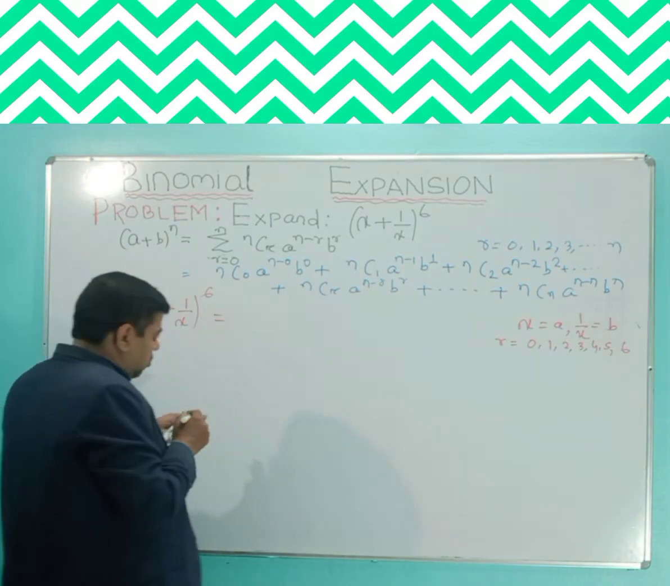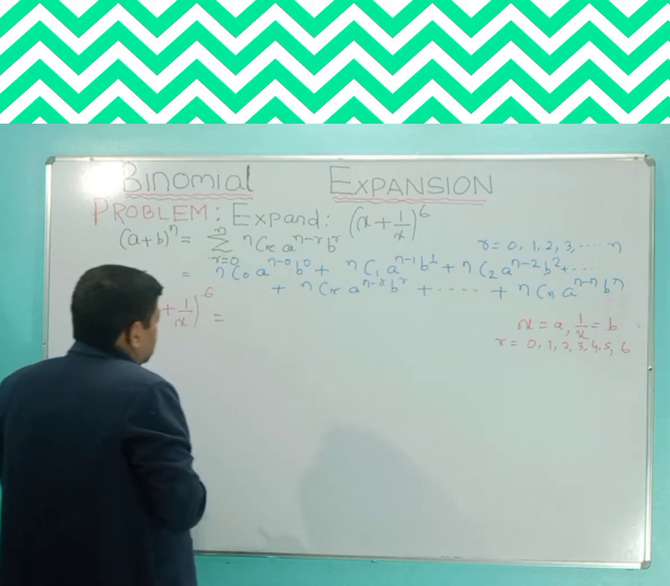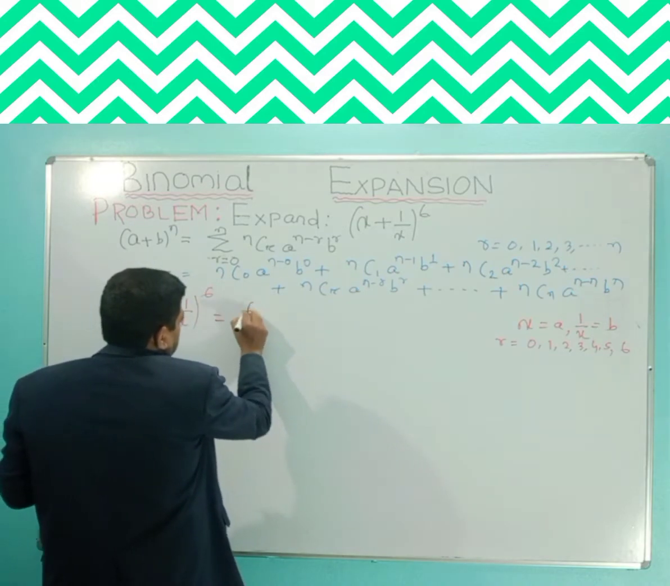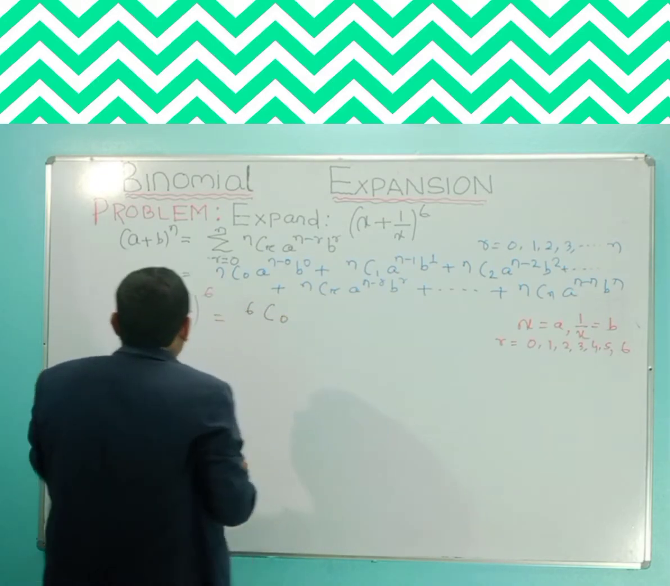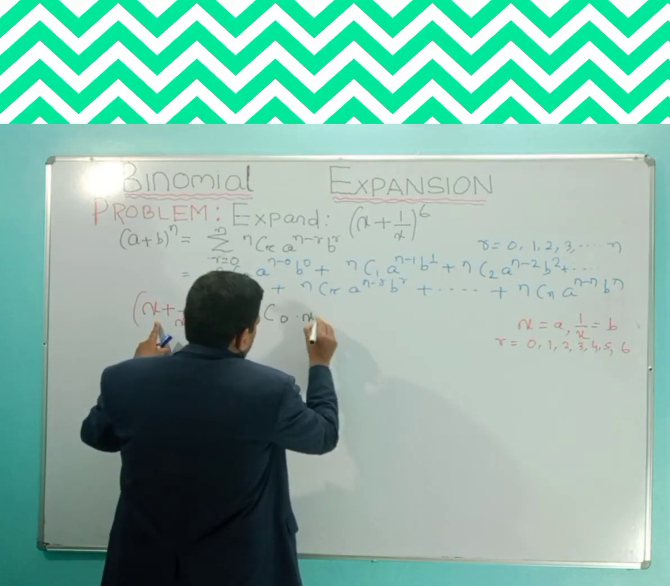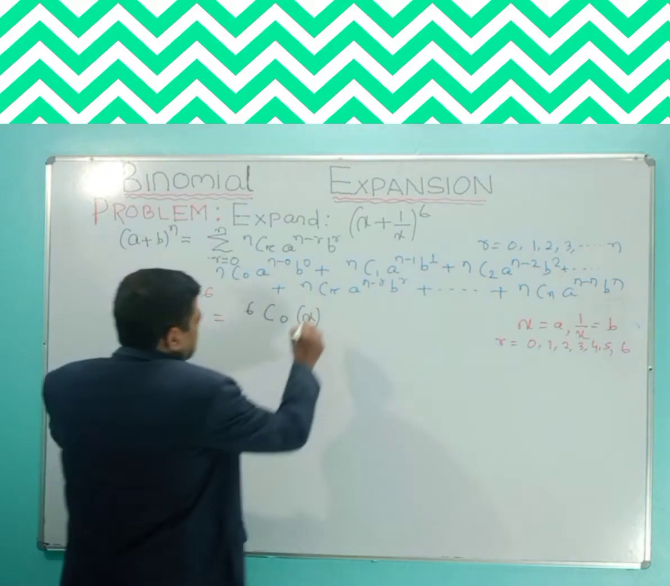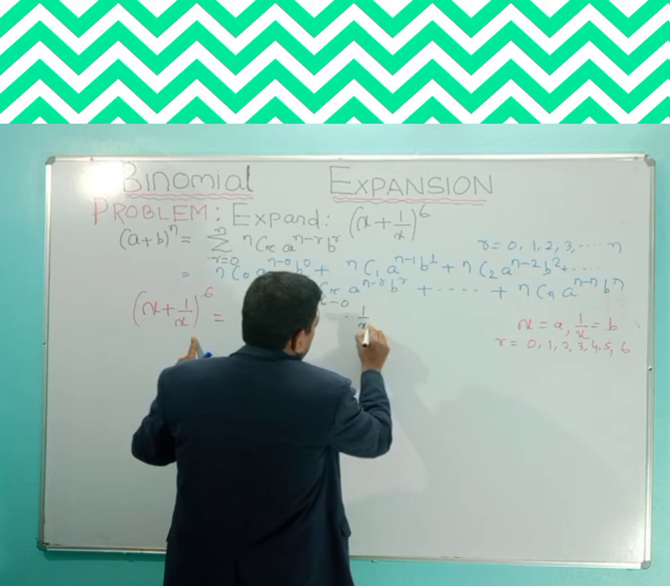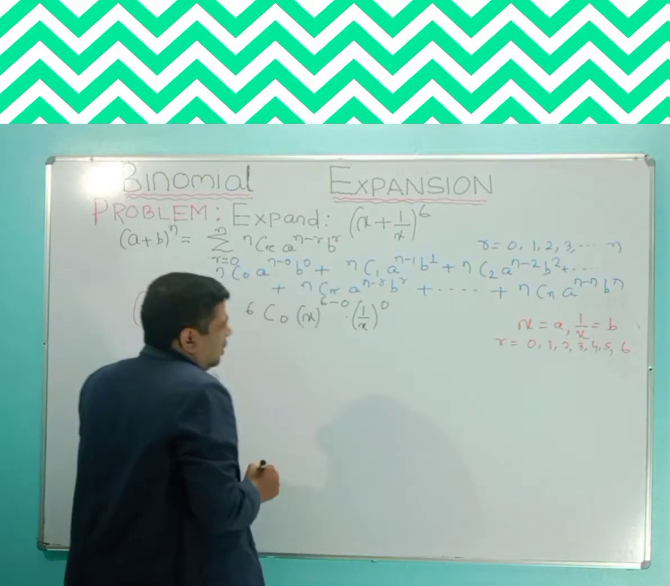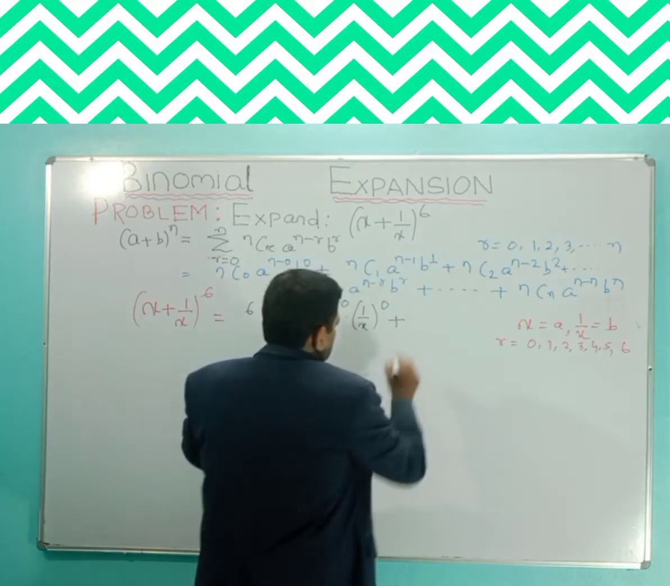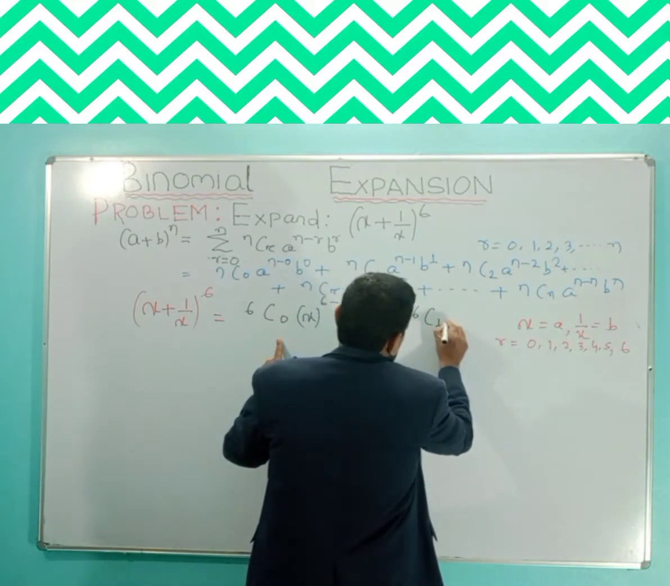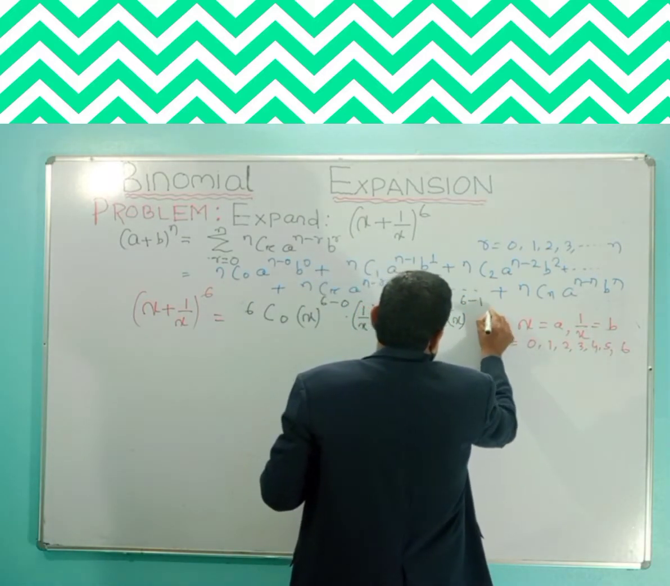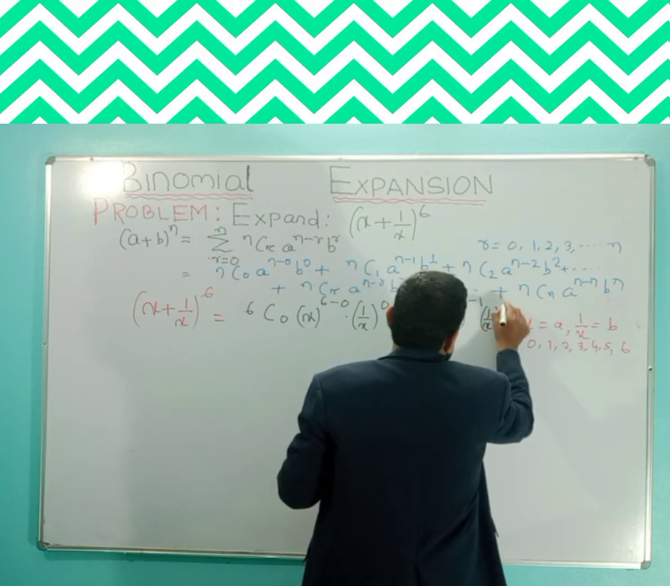Here first r is equal to 0. Here n value is 6, so write 6C0. In place of a, it is x to the power 6 minus 0, into b, b means 1 upon x whole to the power 0. Similarly plus, then 6C1 x to the power 6 minus 1 into 1 upon x whole to the power 1.